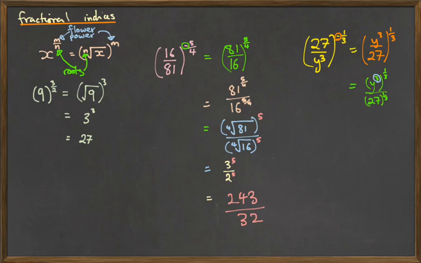Now looking at that bracket, we know that index rule, we can multiply the indices. So 3 times a third, well that just leaves us with 1. This is y to the 1, or just y, because y to the 1 is itself. 27 to the power of a third is the cube root of 27. The cube root of 27 is 3.